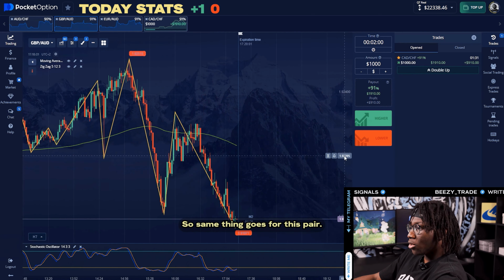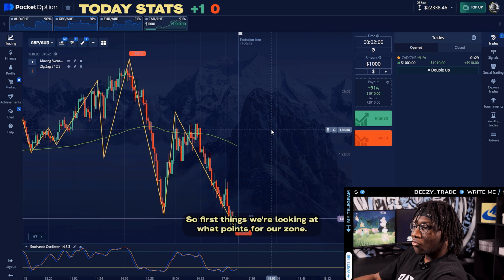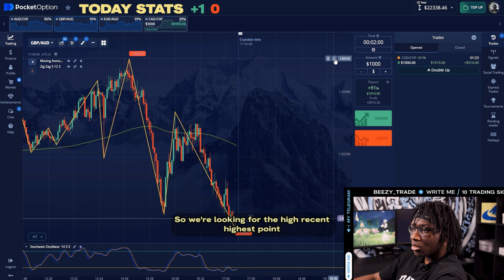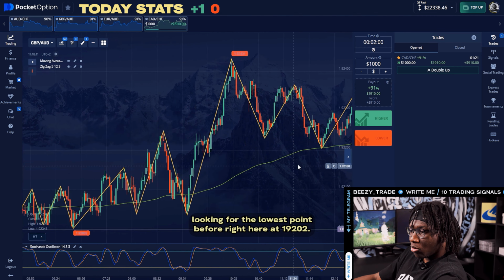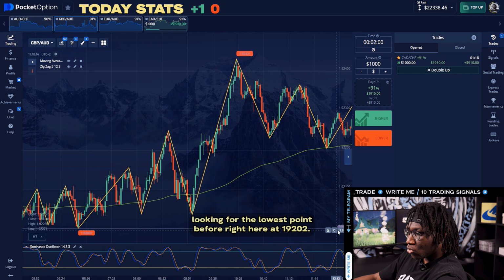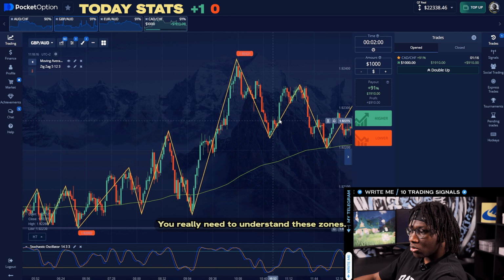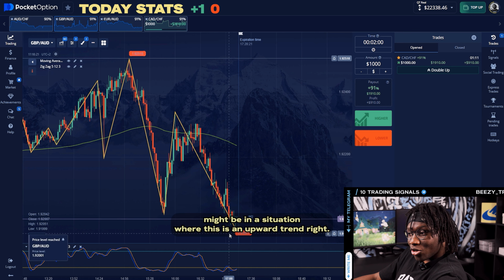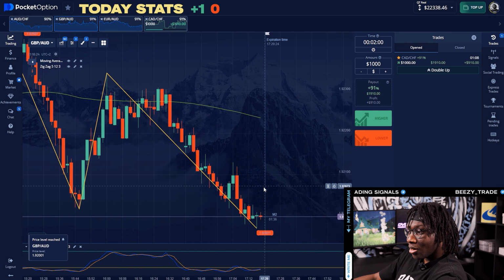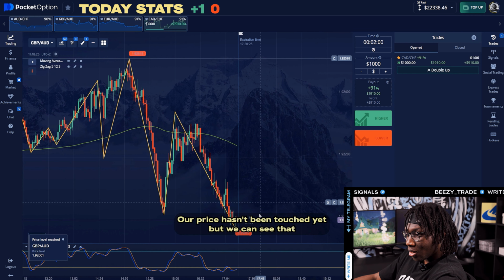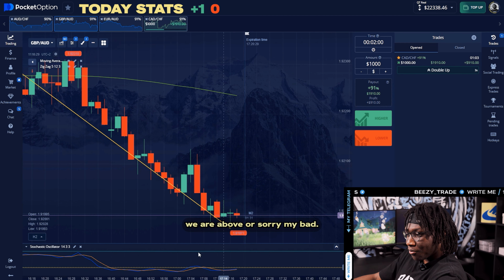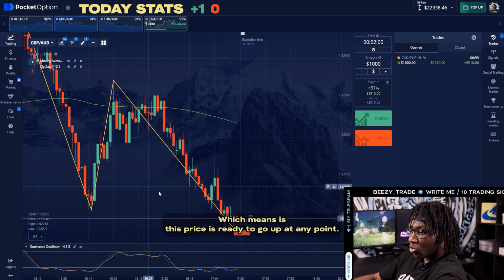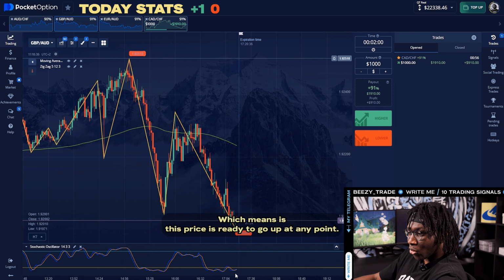So same thing goes for this pair. First things first, we're looking at what are our points, what are our zones. So we're looking for the recent highest point and the lowest point before, right here at 19202. You really need to understand these zones. So right now, we might be in a situation where this is an upward trend, right? Our price hasn't been touched yet, but we can see that we are below 20 on our stochastic oscillator, which means that this price is ready to go up at any point.